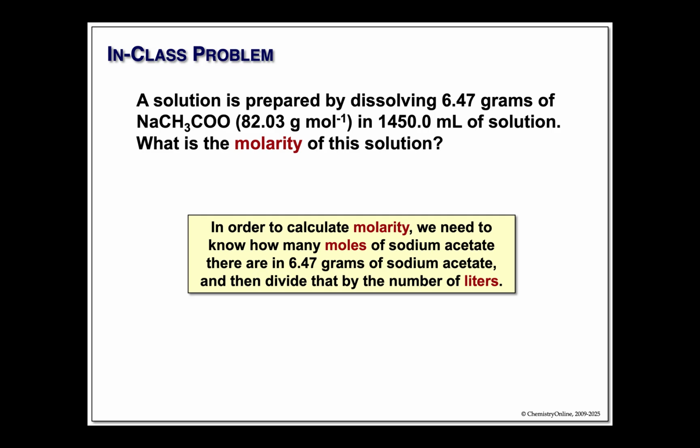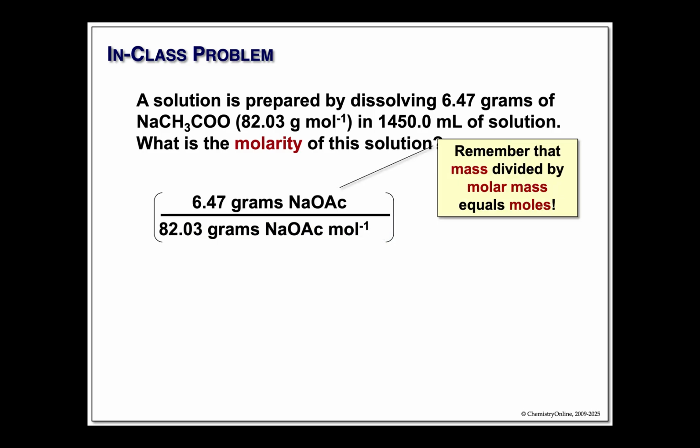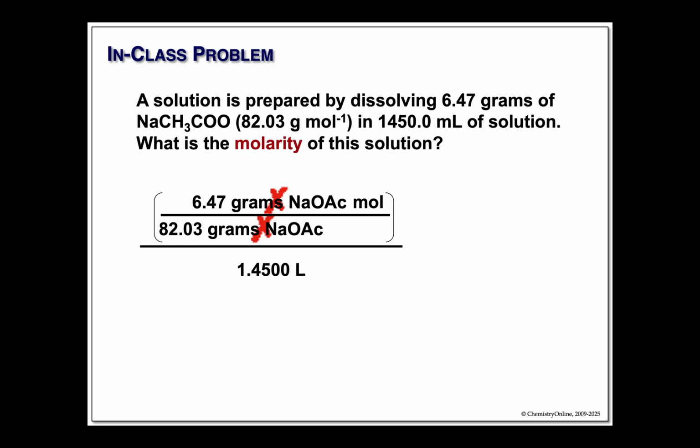Once again, we have a mass, and we are given the molar mass. Simple way to calculate moles is mass over molar mass. 1450 mL divided by 1,000 is 1.45 liters. Grams of sodium acetate cancel. Per mole goes up top. And we're left here with 0.0544 moles per liter. Sometimes it is written out this way, sometimes with a slash. Again, liters to the minus 1 is the same thing as liters in the denominator.